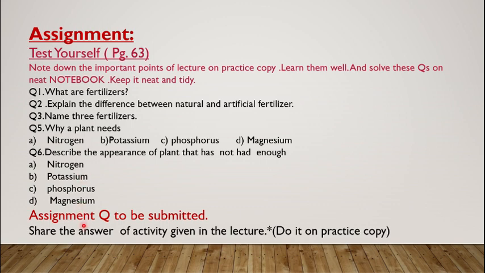And make one thing clear, there is one question you have to share or submit. This is the activity. You have to share the answer of the activity that is given in the lecture, and you have to note down your observation relevant to each plant and then your answers. What is the answer? You have identified that A is the deficiency of this, B is the deficiency of that. So you have to submit the answers of your activity.